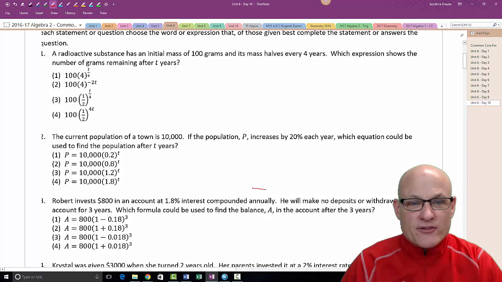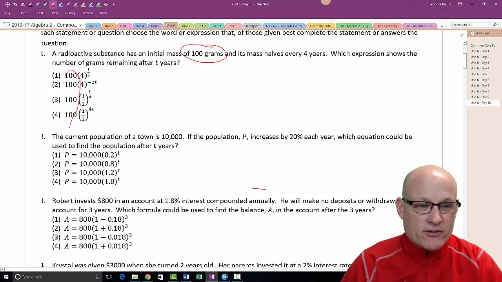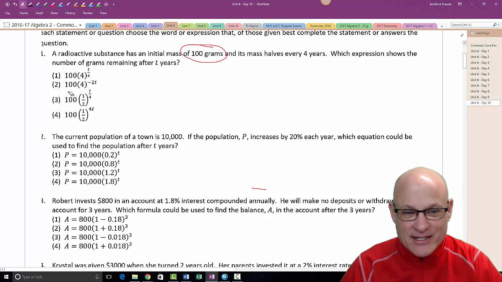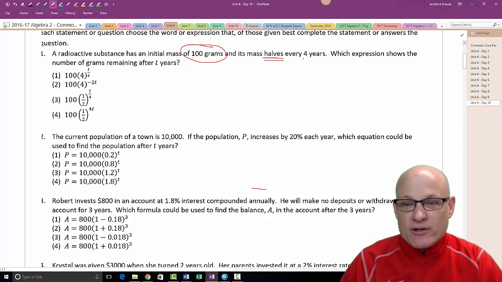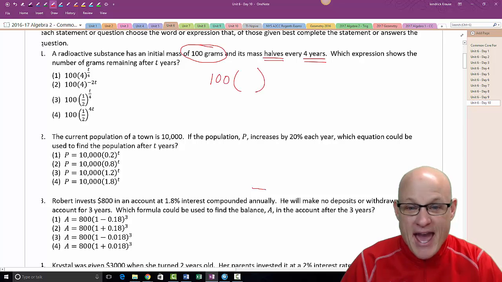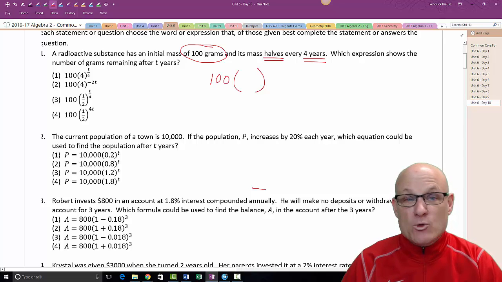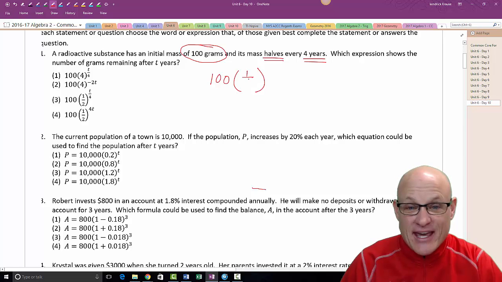A radioactive substance has an initial amount of 100 grams. Notice these are all 100. It really has nothing to do with the problem because that's 100. Remember, that's the initial amount. Now, here's the important part. It halves every 4 years. So, if you're writing the formula, it's going to be 100. Now, half is your growth factor. In this case, it's your decay factor. So your base is going to be 1/2 because it's decaying.